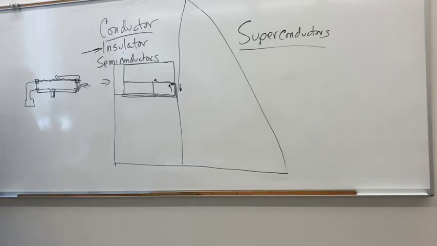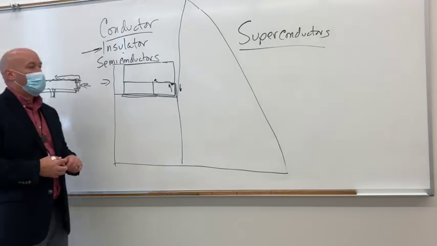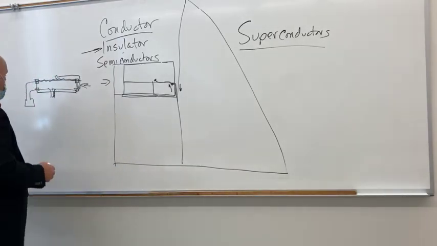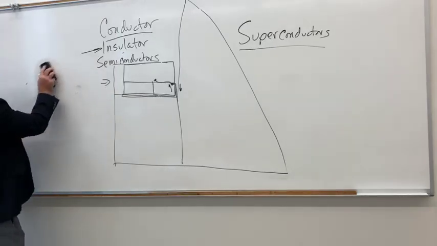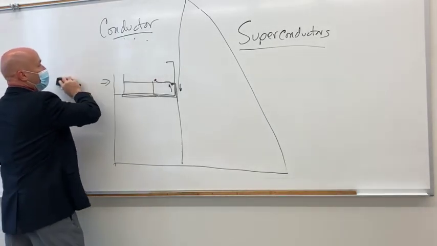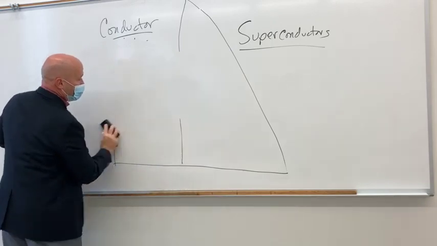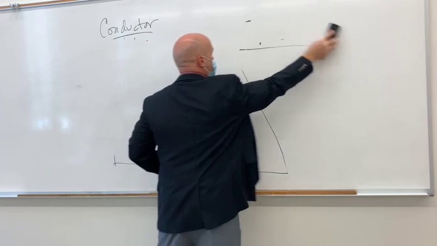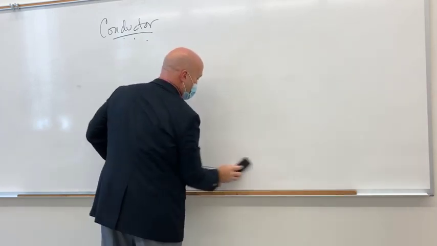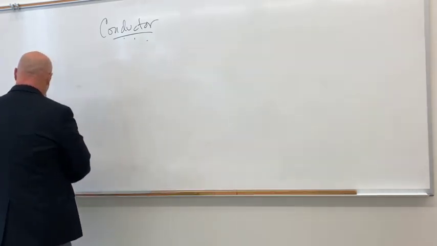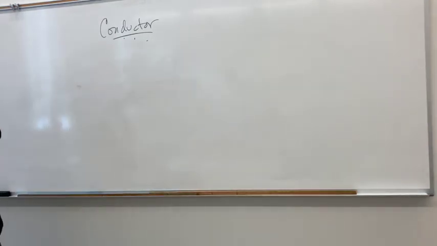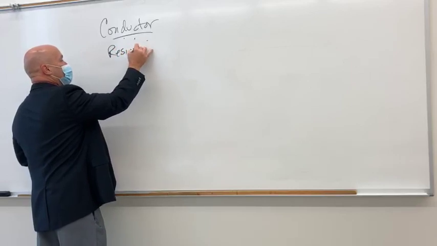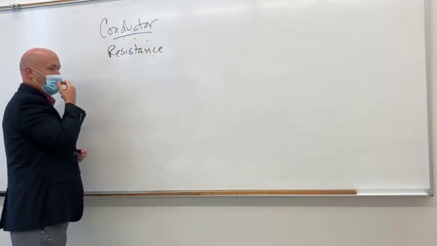All right, so when we're talking about resistance, there are a number of different things that we can do to change the resistance in a wire. We're going to just go with conductors at this point. Resistance is always present, even in a superconductor. It's just that it's extremely low, but it's still there. So how we can deal with resistance in a conductor is to do a number of things.